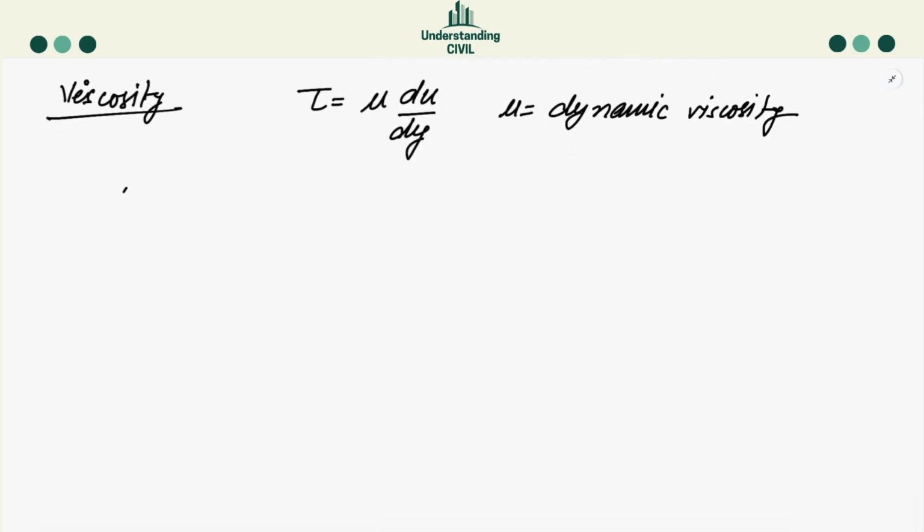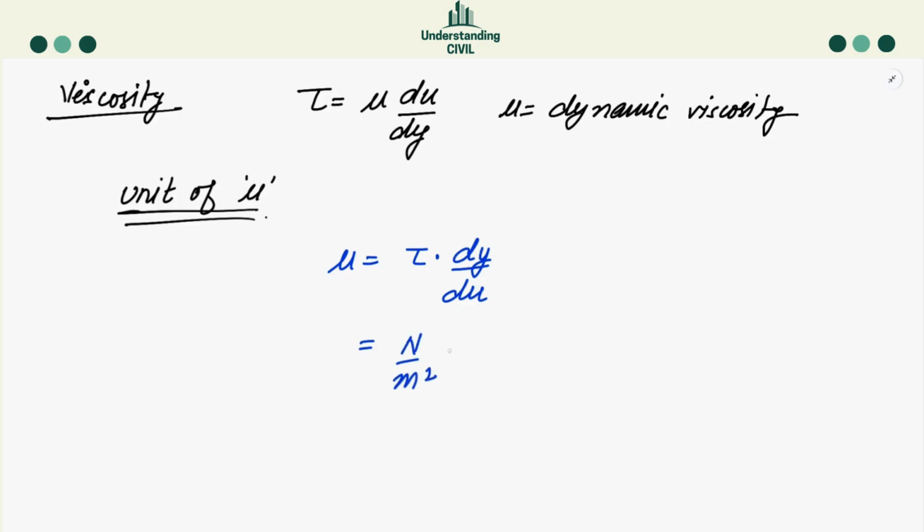Now let's look into the unit of mu, the unit of dynamic viscosity. From the equation, mu is equal to tau into dy by du. What's the unit of tau? It was Newton per meter square. Distance has a unit of meter and u has a unit of meter per second. So second goes on the top, meter cancels out, and mu has a unit of Newton second per meter square.